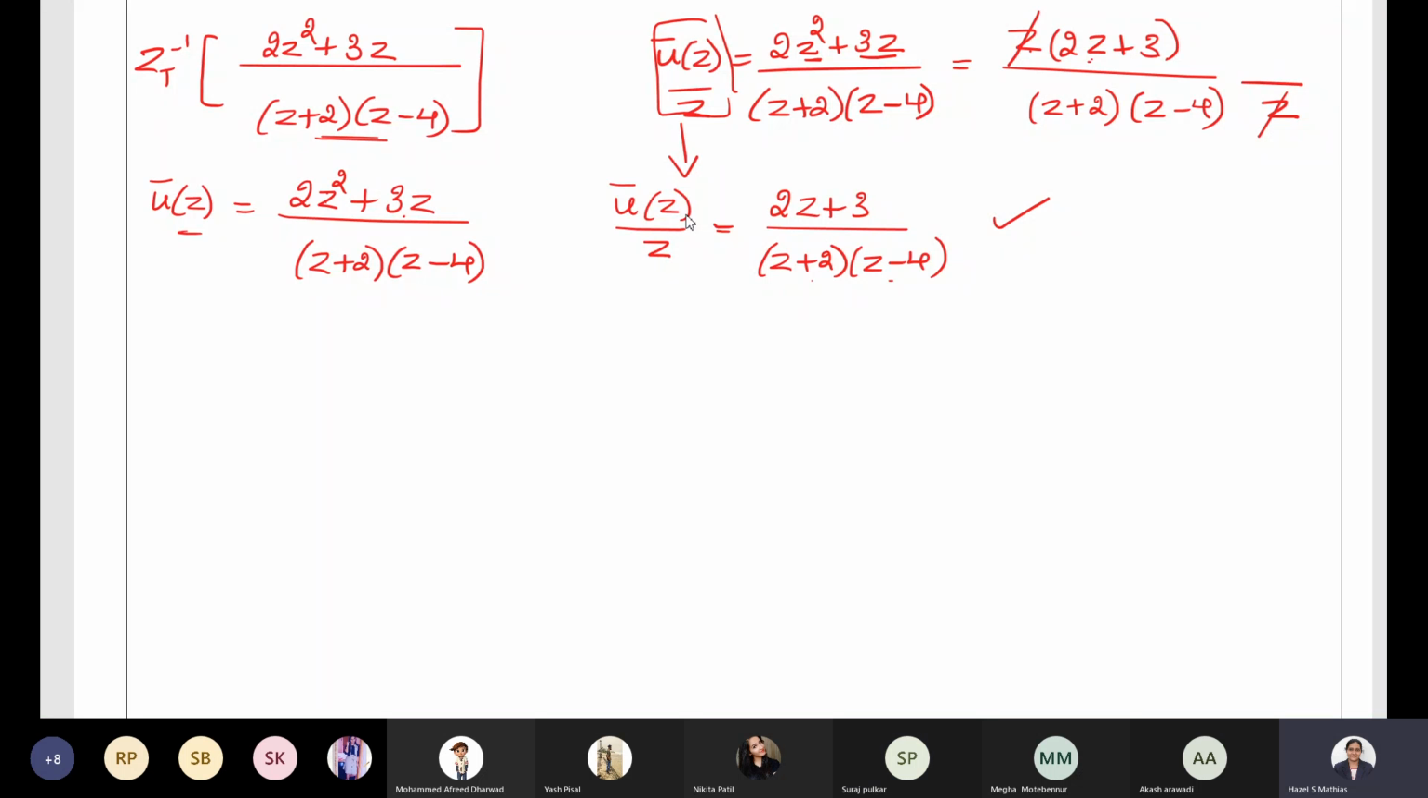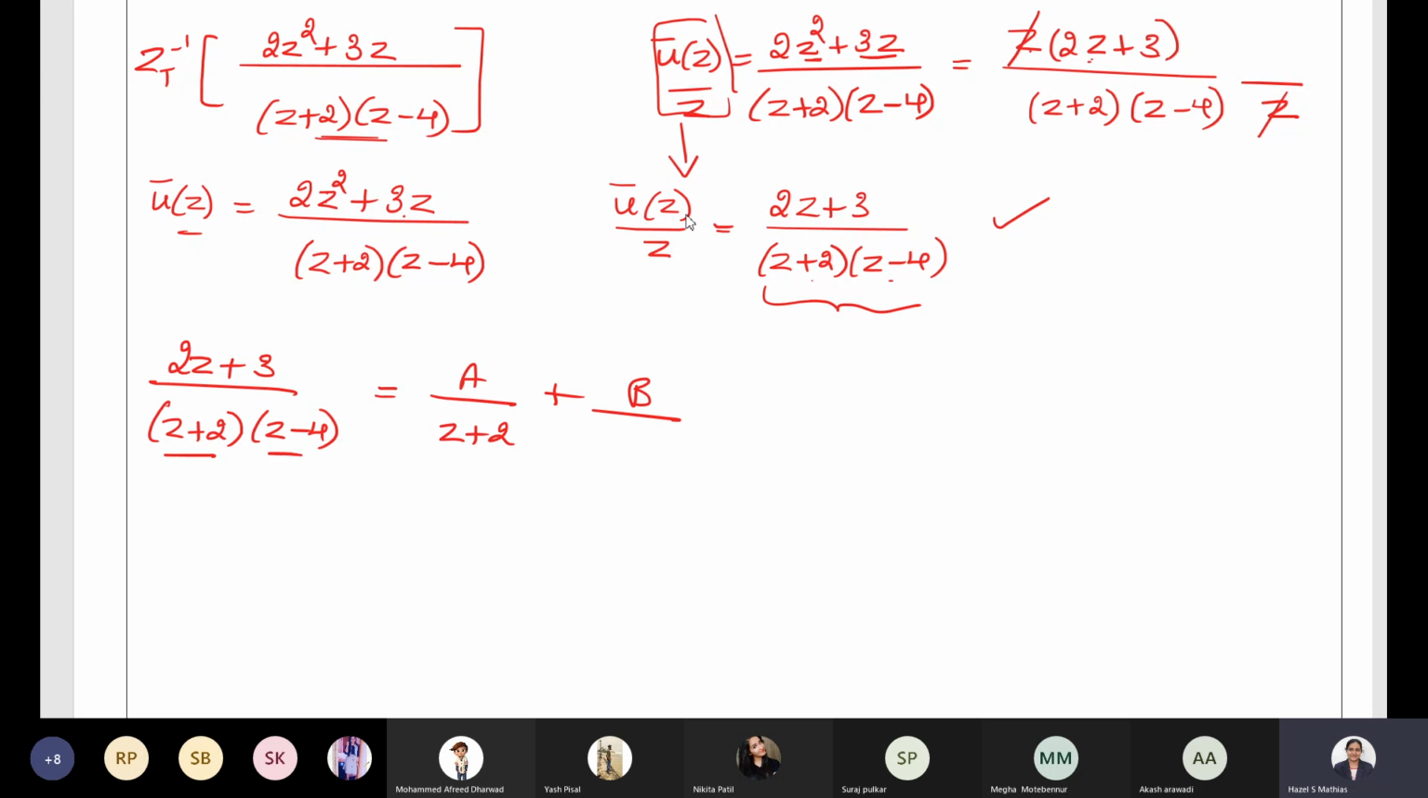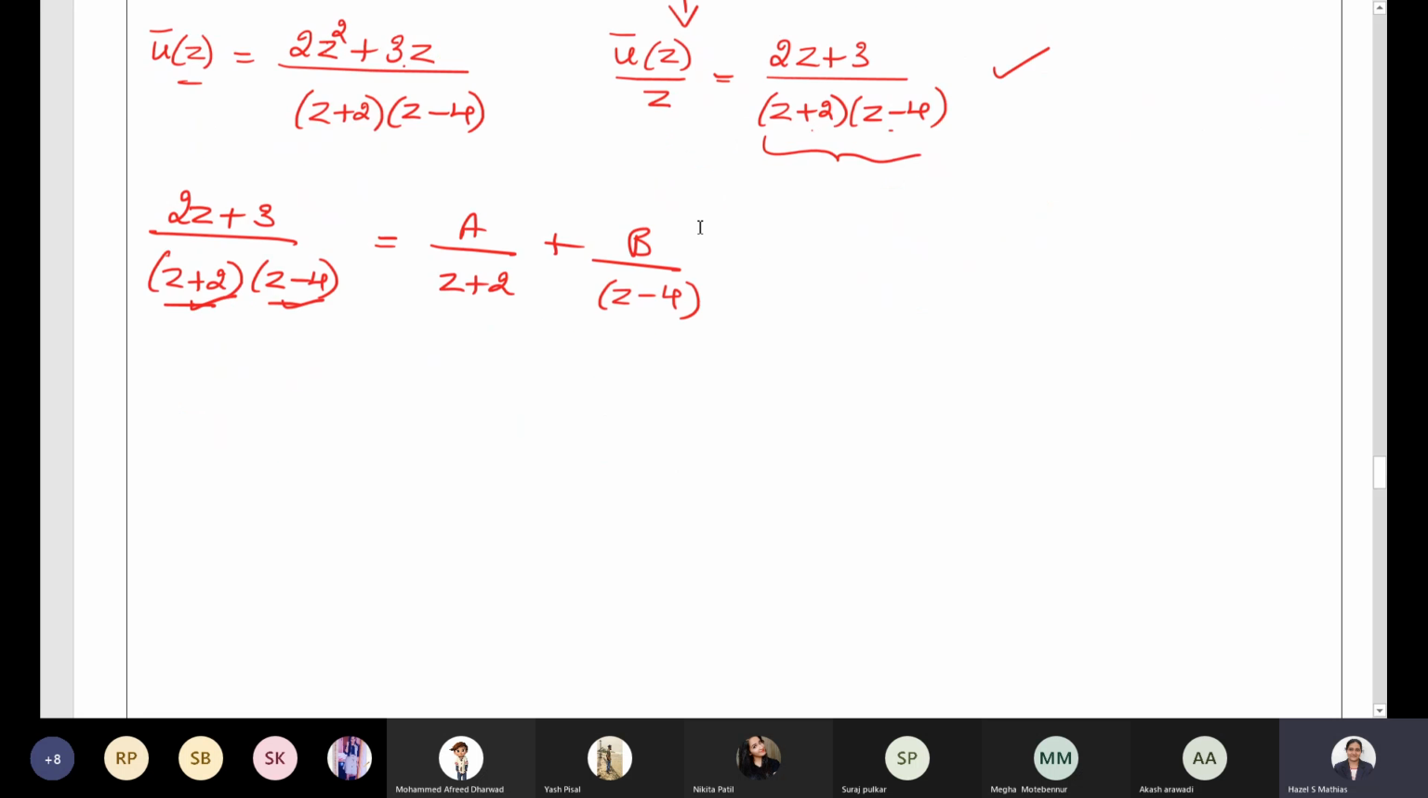Okay. Now we take this term. You have to take the right hand side in order to apply the method of partial fractions. That is 2z plus 3 divided by z plus 2 into z minus 4. That you can split as a divided by z plus 2 plus b divided by z minus 4. This is how you split it. A by z plus 2 plus b by z minus 4.